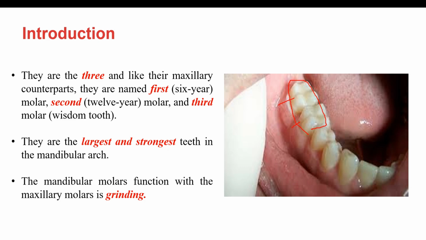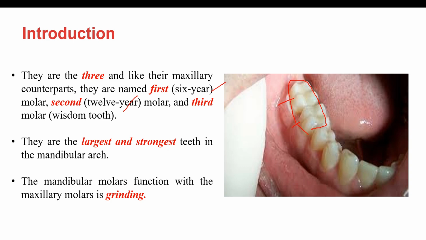Alright, so that makes it 6 molars in the mandibular jaw. Okay, and the first molar is called as the 6-year molar. The second molar is called as the 12-year molar, and third molar, like I said in the last class, is called as wisdom tooth, which we do not see in this image.